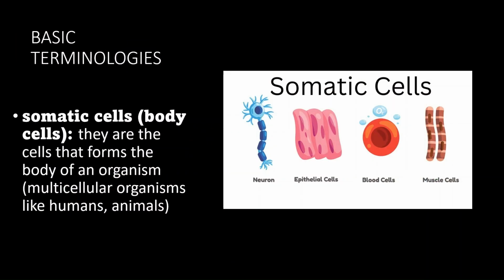What about somatic cells? Somatic cells too are called body cells. They are the cells that form the body of an organism. With regards to multicellular organisms like humans, animals and plants, the cells that form their body, or our body, are called somatic cells. The word soma means body. Hence, somatic cells are also called body cells.